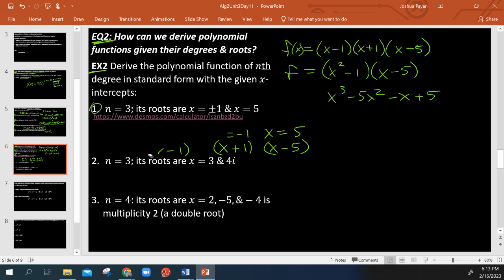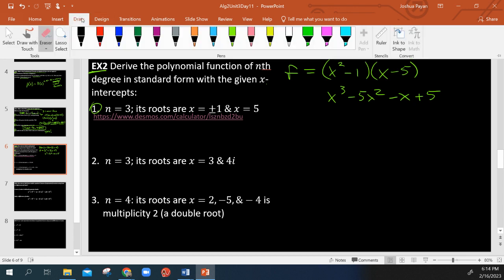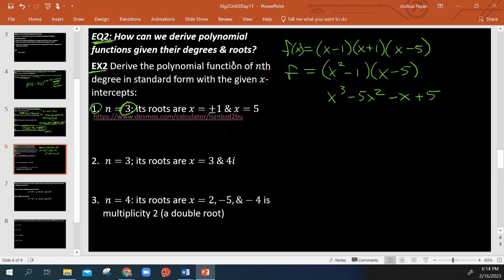So that means the polynomial that results, the third degree polynomial, right? It's a third degree polynomial, and we see that that's obviously the case. The third degree polynomial that results whenever we know that the roots or x-intercepts are x's plus or minus 1 and positive 5 are obviously going to be x to the third minus 5x squared minus x plus 5.